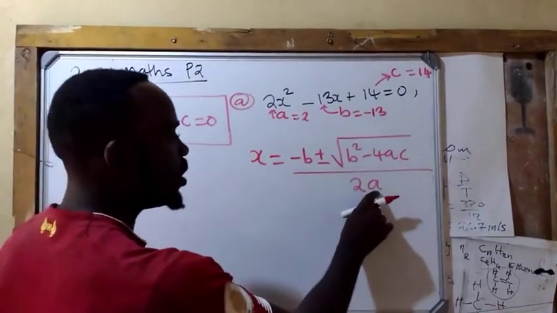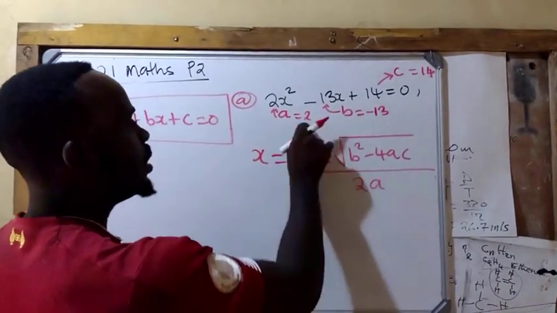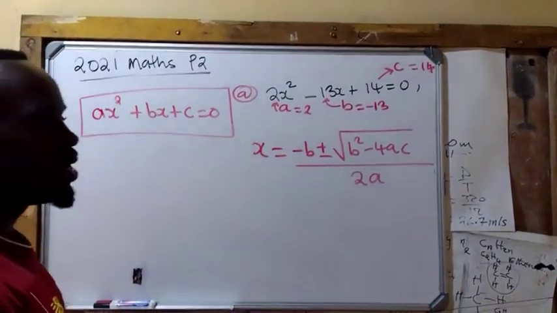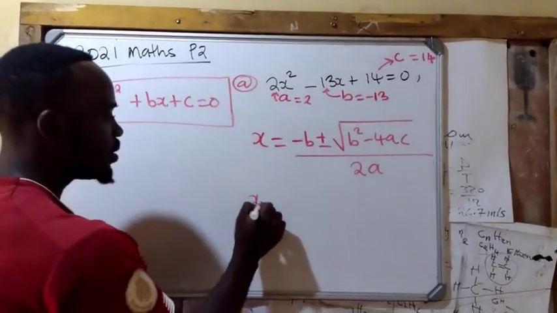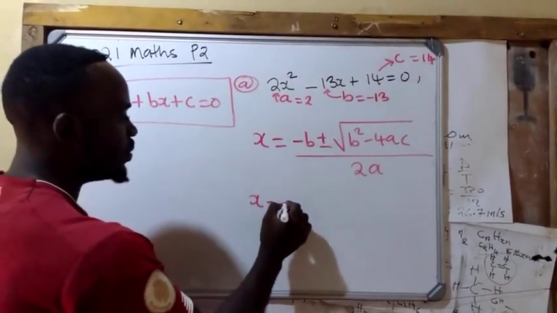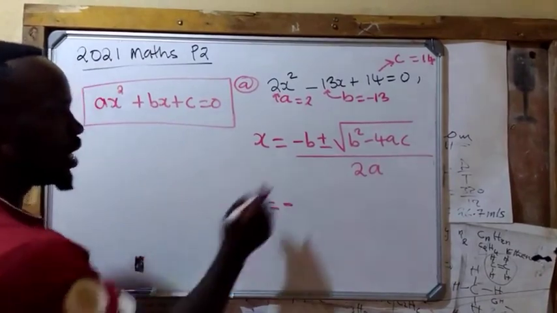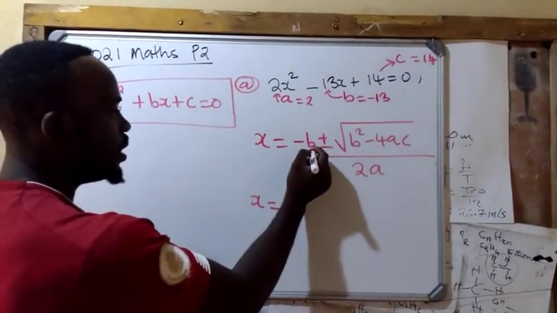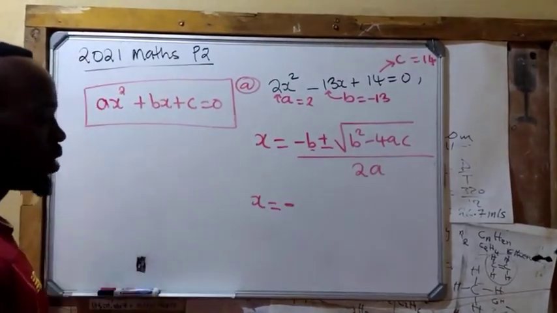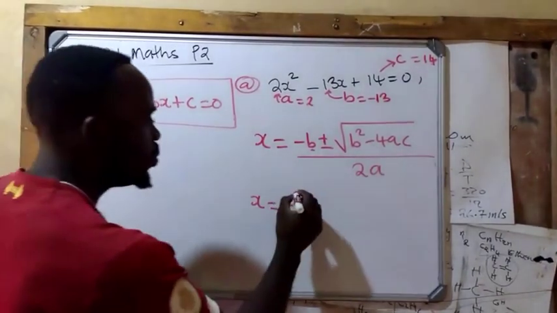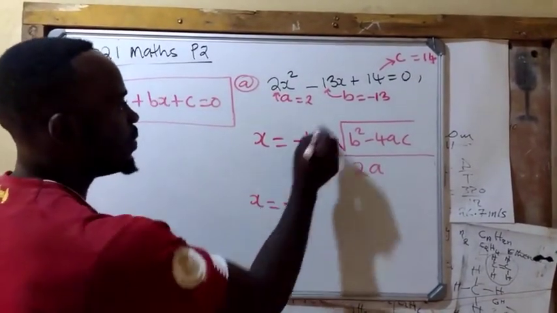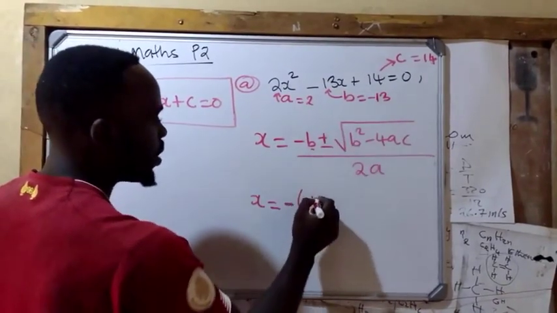Even down where there is a, you're going to put what? 2, because the value of a is 2. Follow me nicely. So we say x equal to negative. This negative is part of the formula here. Now this b is having a negative as well, and if it's having a negative, you put it in brackets like this. The value of b, we said, is negative 13.